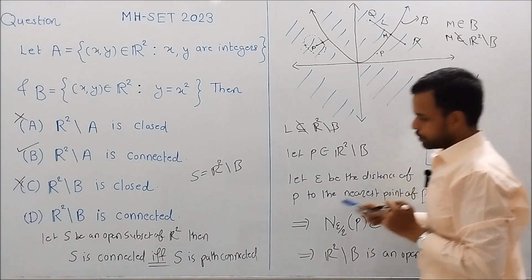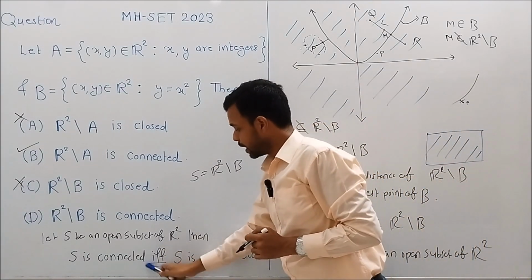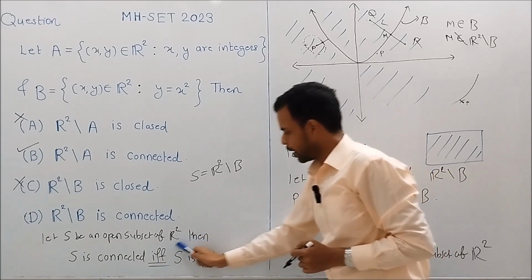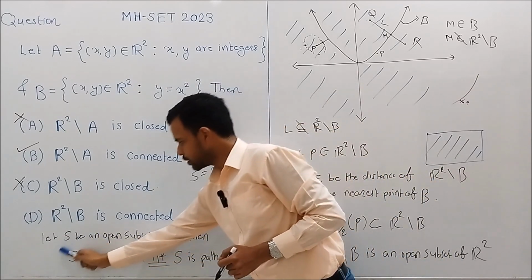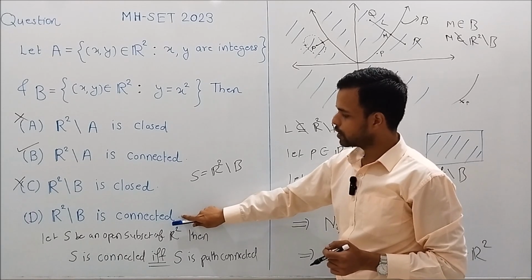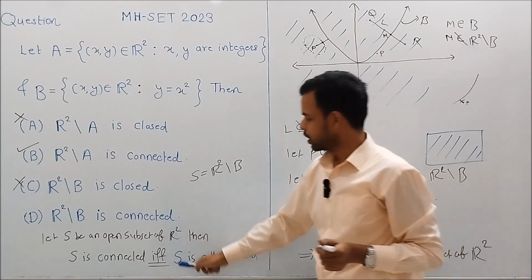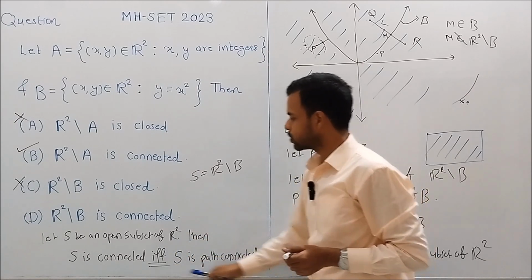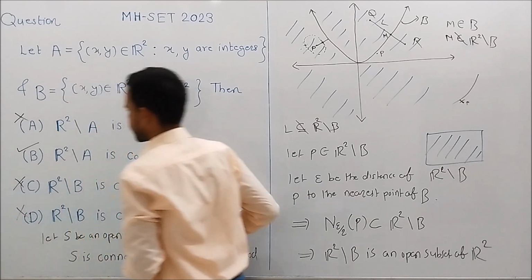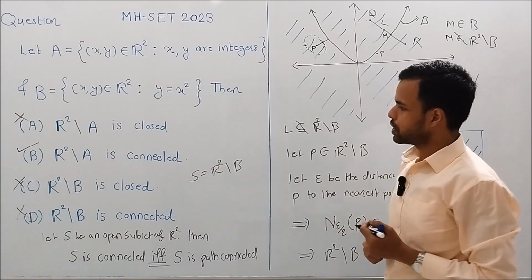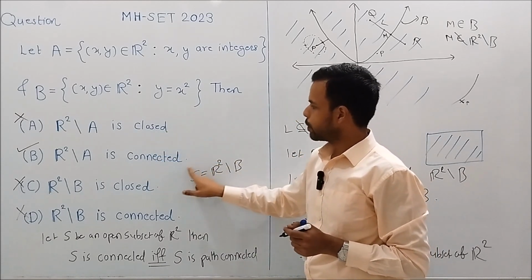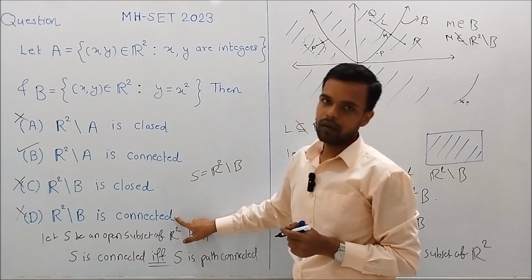So from this result, as this is an if and only if type result, as R2 minus B is not path connected, R2 minus B is not connected. So the statement in D, that R2 minus B is connected, is false. So we mark it as incorrect. So the correct answer to this question is that statement B is a true statement, and all other statements, that is A, C and D, are false statements.